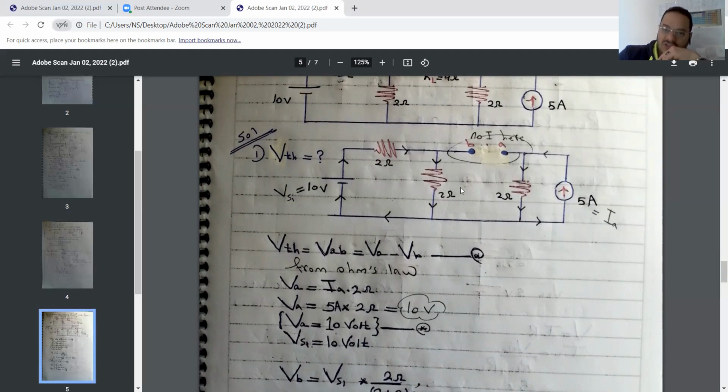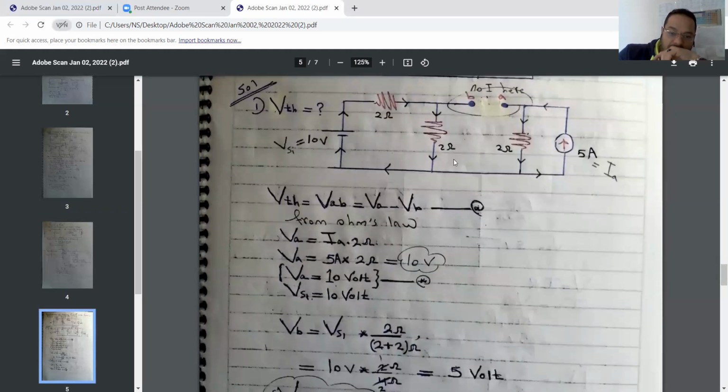And in the same situation, we can calculate VB. Yes, that will be easier. VB equals, we must have VS1, its known element, equal 10 volts. That means VB will be calculated by another way.